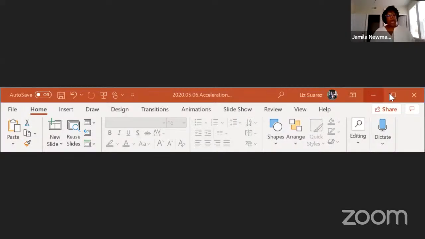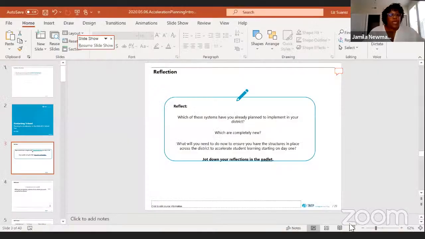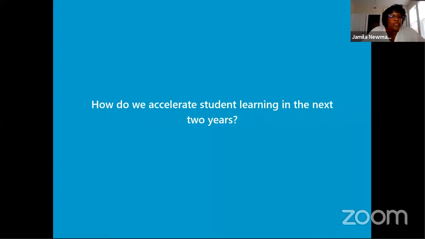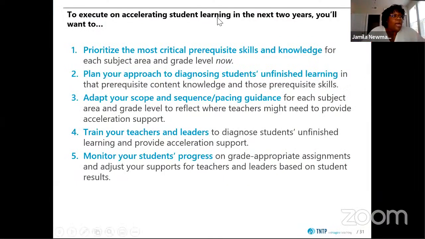So let's dive a little bit more into how we actually accelerate learning in the next 2 years. As we shared, you are going to be prioritizing the most critical prerequisite skills and knowledge for each subject area or grade level now.